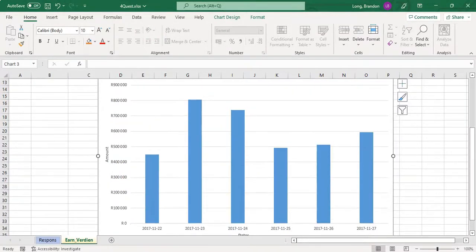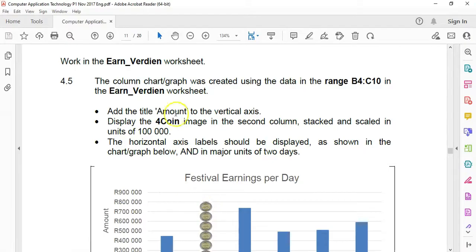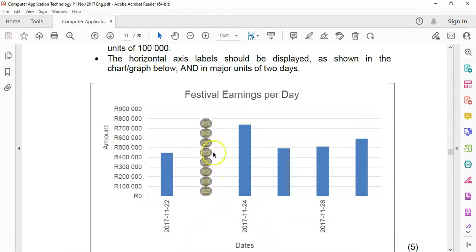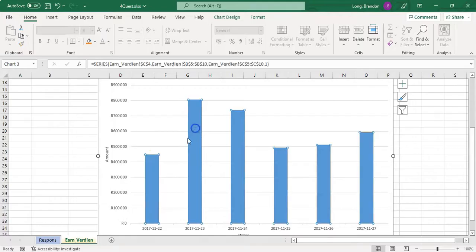Fantastic. Then the second one. The second one, we want it to be a coin. We've got an image called coin. It must be in the second column, stacked and scaled in units of 100,000. So every 100,000 must be a coin. I'm going to click on the blocky bars. You see there are bubbles around all of them. Now, if I change it now, it's going to change all of them. But I'm going to click on this one again. Do you see the little bubbles are just around this one?